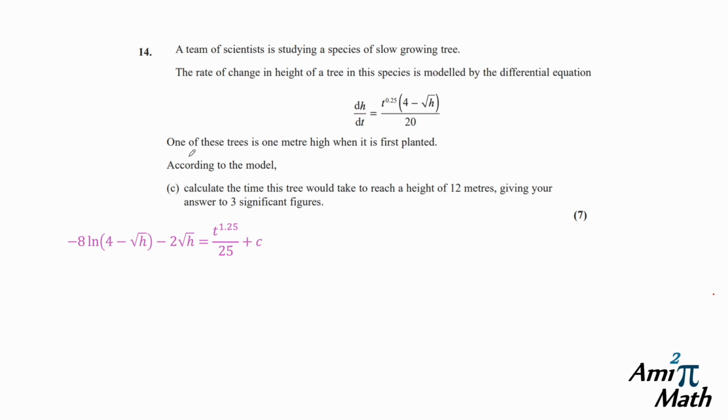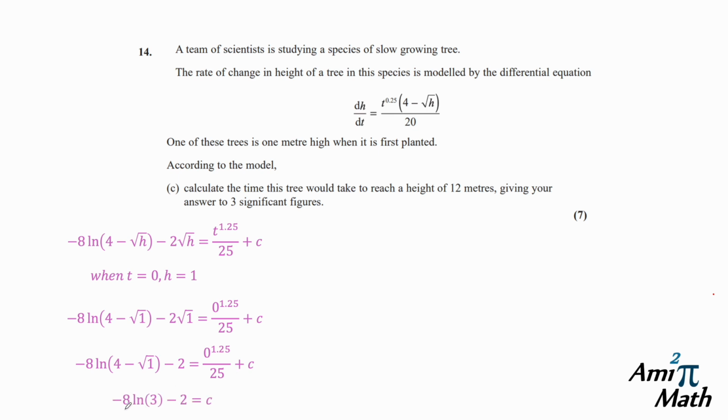Okay, and then the question tells us that one of these trees is 1 metre high when it is first planted. So that's basically the first time, so when t is equal to 0. So we can say that when t equals 0, h equals 1. And then we can just plug these values back into the t and h of these equations. And you get minus 8 ln 4 minus root 1, minus 2 equals 0 to the power of 1.25 over 25 plus c. This will obviously become 0. And you get minus 8 ln 3, this 1 is just 4 minus 1, minus 2 equals c.